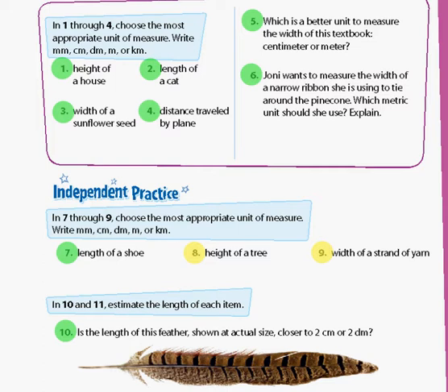This section we're going to be talking about metric length. So in 1 through 4, choose the most appropriate unit of measure. Write millimeters, centimeters, decameters, or decimeters, meters, or kilometers.